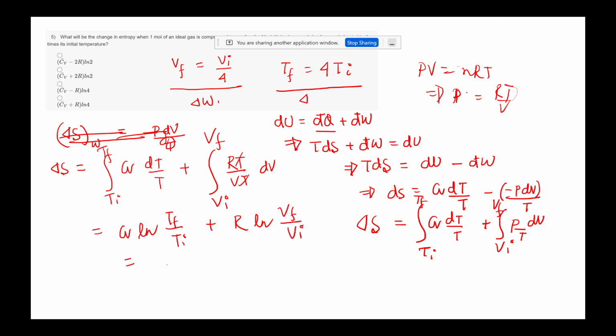Now Tf by Ti is 4, so Cv ln 4 plus R ln 1 by 4, because Vf by Vi is 1 by 4. So we can write (Cv minus R) times ln 4, using simple logarithm properties. So this option will be correct, option C.